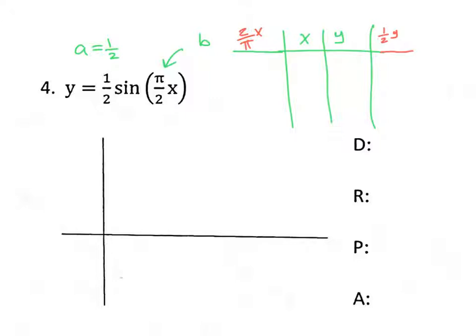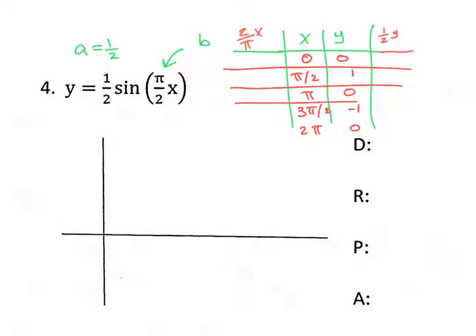So the parent table is going to be 0, 0, pi over 2, 1, pi, 0, 3 pi over 2, -1, and 2 pi, 0. So if I multiply the y's by 1/2, it becomes 0, 1 over 2, 0, -1 over 2, and 0.